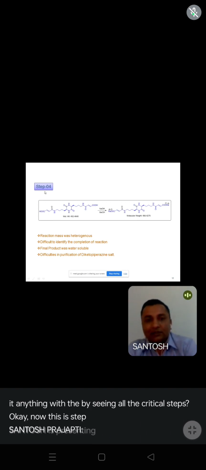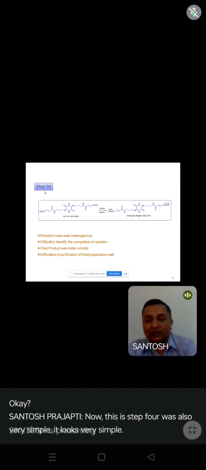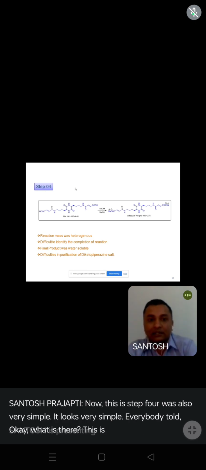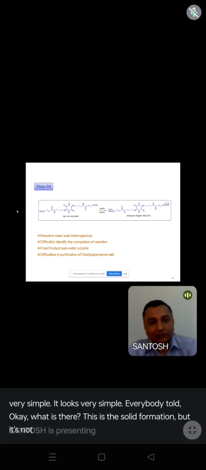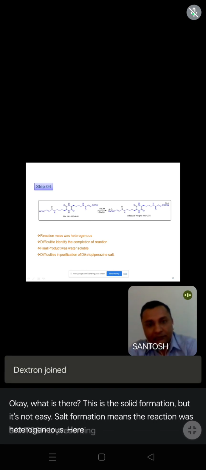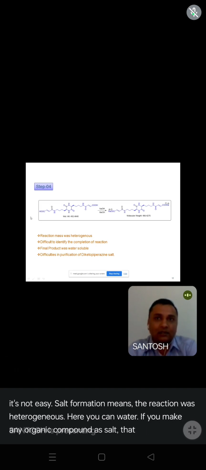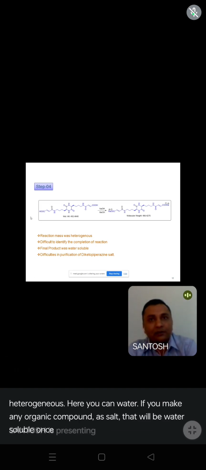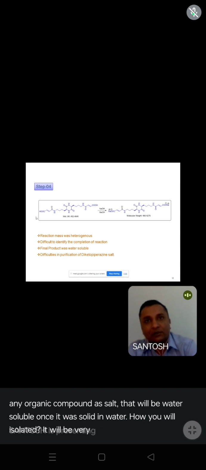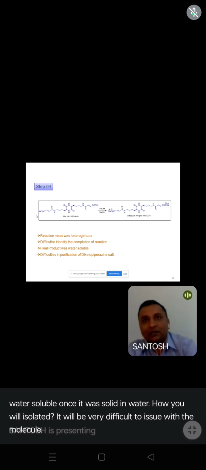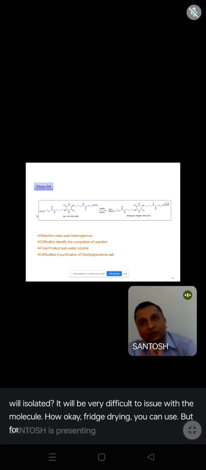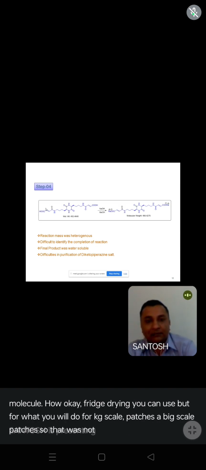Now this step 4 was also very simple. It looks very simple, so everybody said, okay, what is there? This is just salt formation. But it's not easy. In salt formation, the reaction was very heterogeneous here. If you make any organic compound into a salt in water, it will be water soluble. Once it solubilizes in water, how will you isolate it? It will be very difficult to isolate the molecule. Freeze drying you can use, but what will you do for kg scale or big scale batches? That was not feasible for plant scale batches.